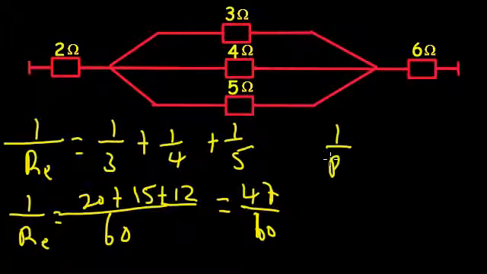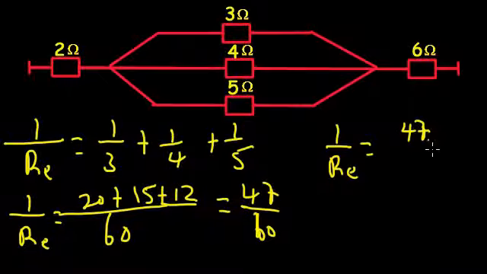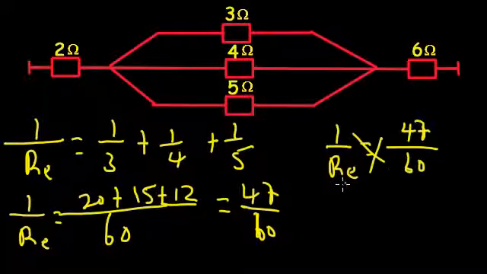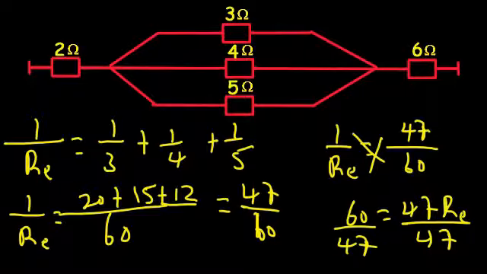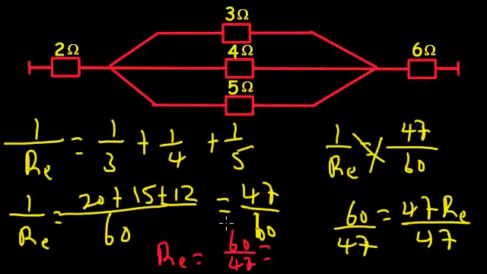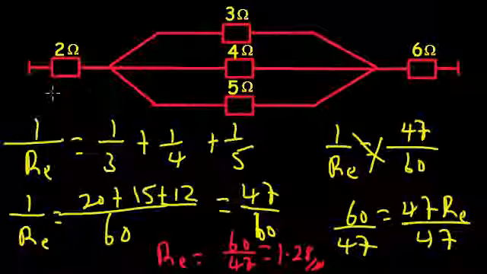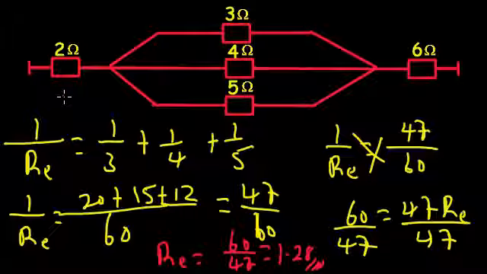Now 1 over R_eq equals 47 over 60. If we cross multiply, 60 times 1 is 60, equals 47 R_eq. Dividing through by 47, we get the value of the equivalent resistance for the resistors in parallel. So that's 60 over 47, and if I divide this using my calculator, we have 1.28 to 3 significant figures. So that's our final answer for the equivalent resistance for the resistors in parallel.